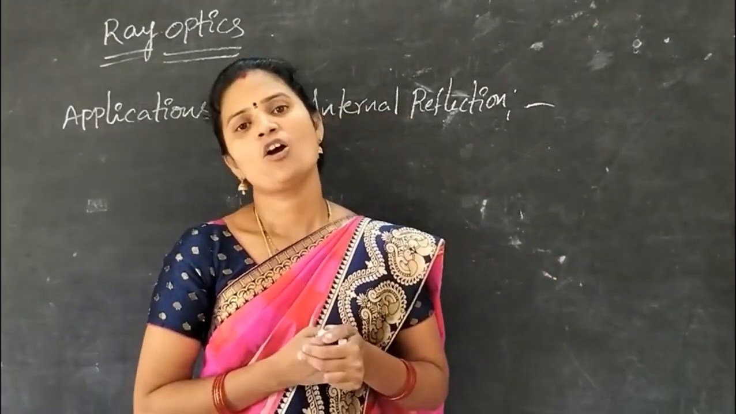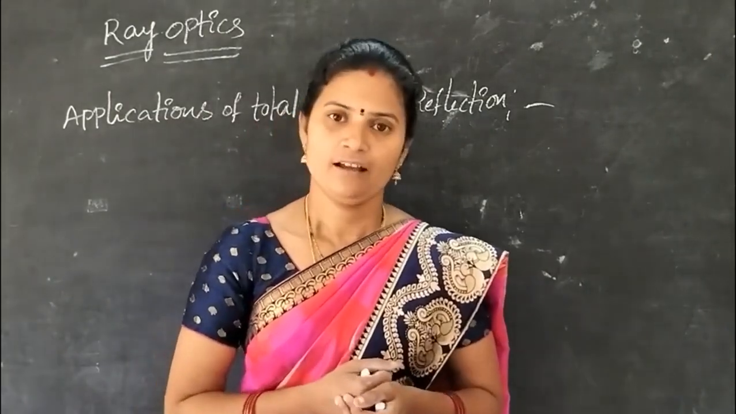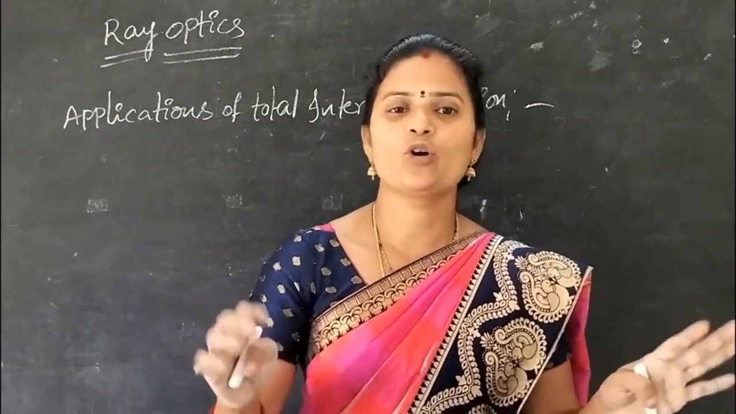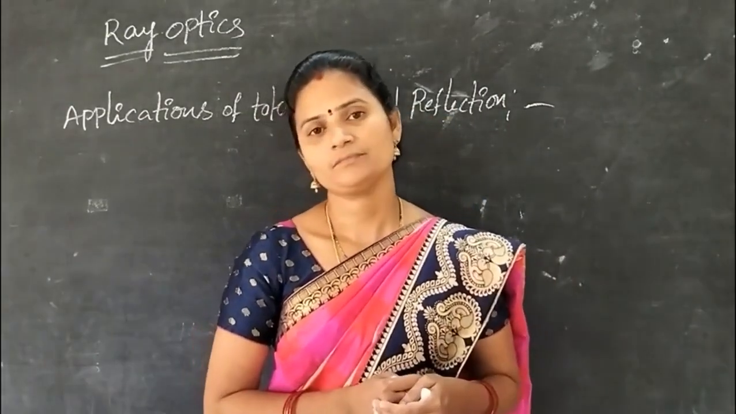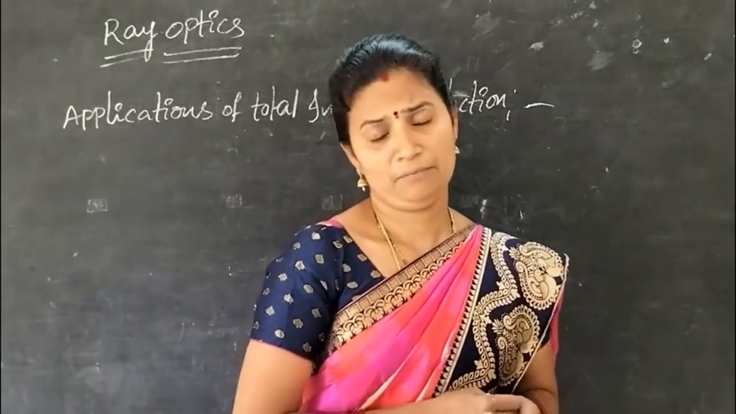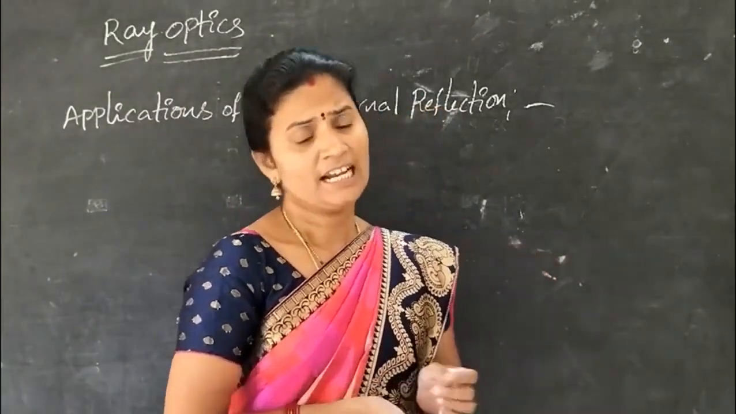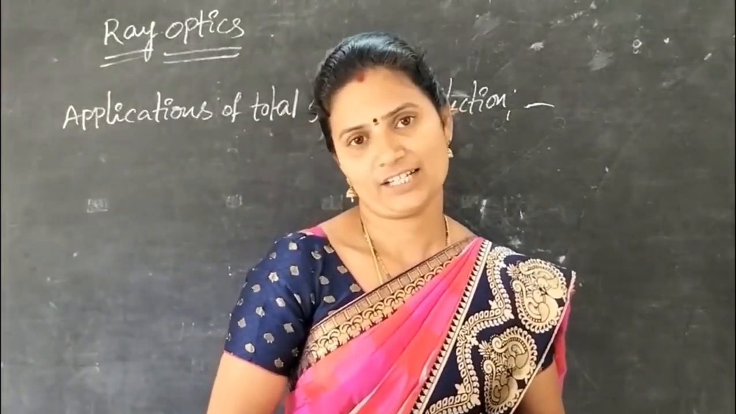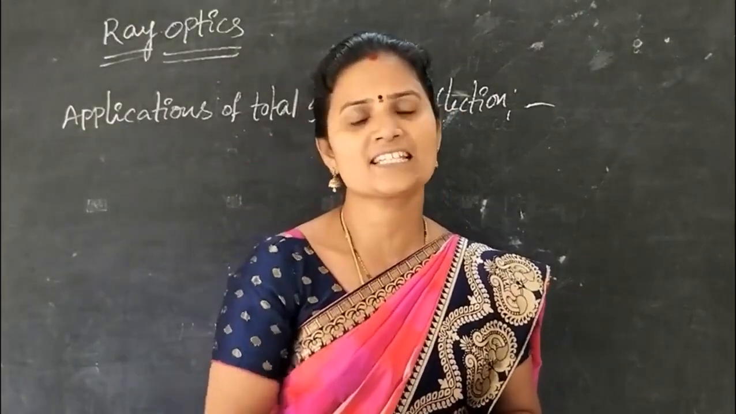The mirage is an optical illusion. Why? Because it appears like that, but it does not happen. So a mirage is an optical illusion, and it is one of the applications of total internal reflection. So how are mirages formed? Let us see.